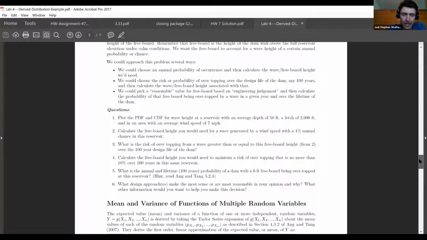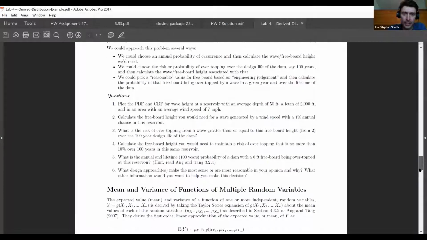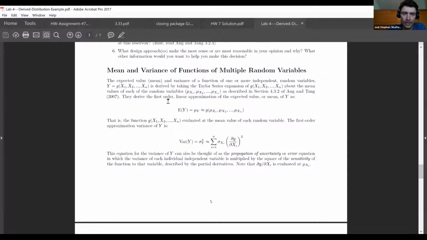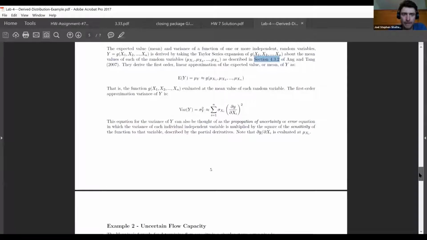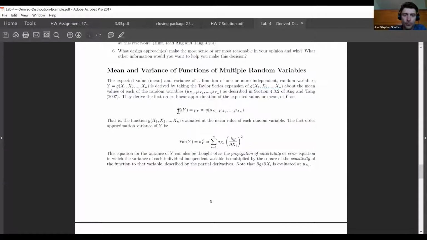So these are kind of like design questions, and then we get into another topic, the mean and variance of functions of multiple random variables. So this is section 4.3.2, and you can go reference that in the textbook. I also give you an introduction to it right here. It's pretty straightforward for the mean. The mean is just going to be your function evaluated at the mean of all the random variables.